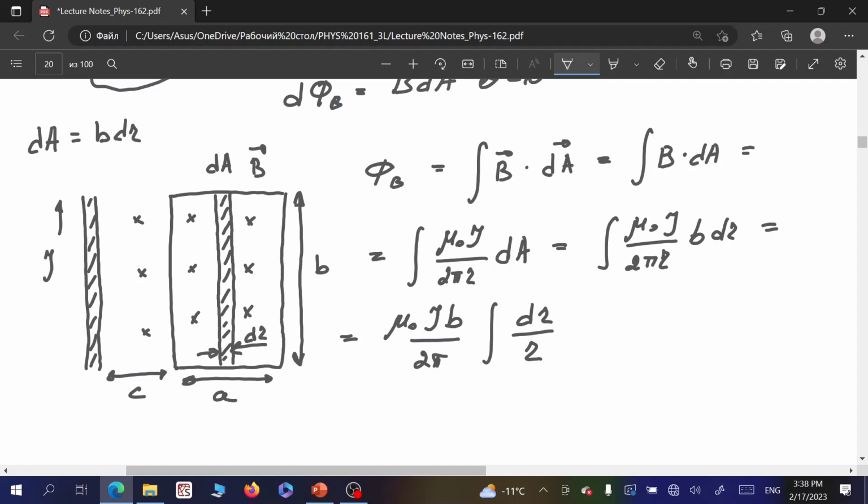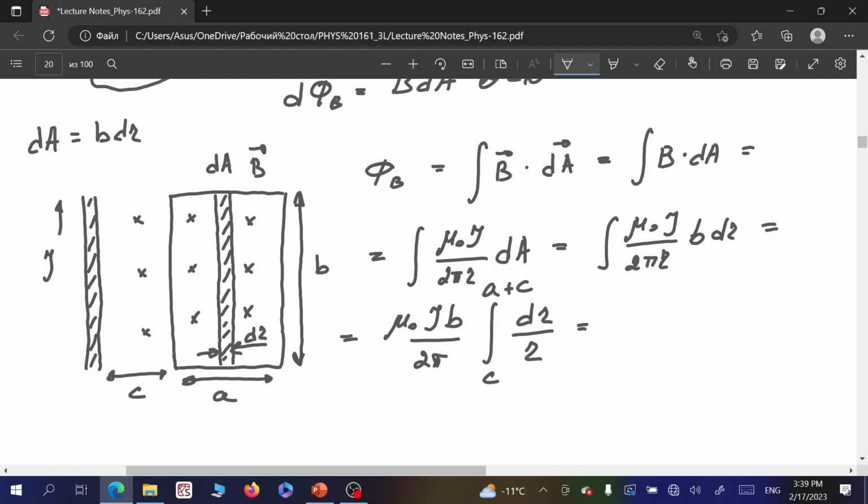Here we also need to define the range of integration, because we need to integrate over all the area of this frame. So what will be the range for integration here? From where to where will we integrate? From C to C plus A. Exactly, from C to C plus A, or A plus C. From C to A plus C.